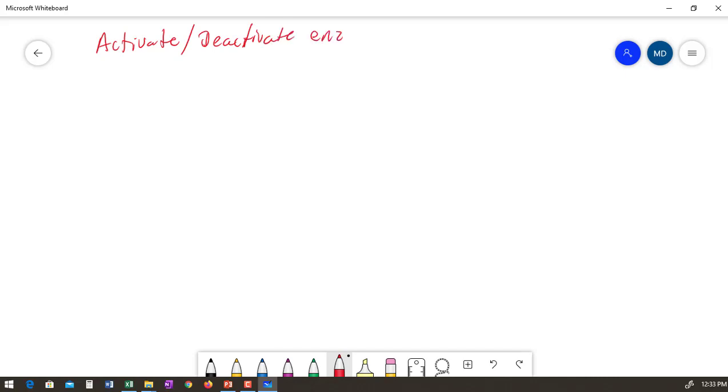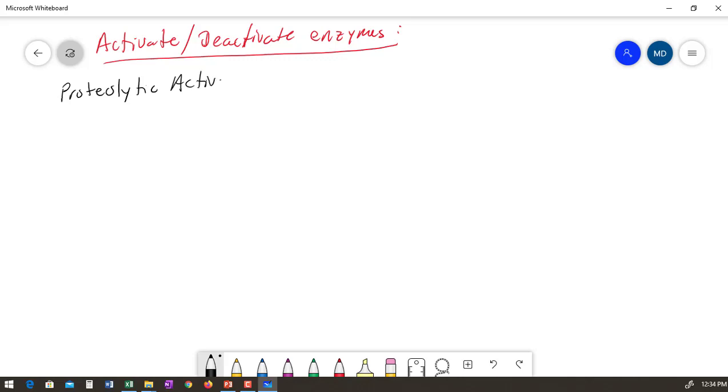So one thing that your body does not want to do is always have all of its enzymes running all the time. So it needs ways to activate or deactivate the enzymes. Here are several ways that it accomplishes this. The first is called proteolytic. So proteolytic, these are going to be activators, okay? So I'm going to start with the activators.